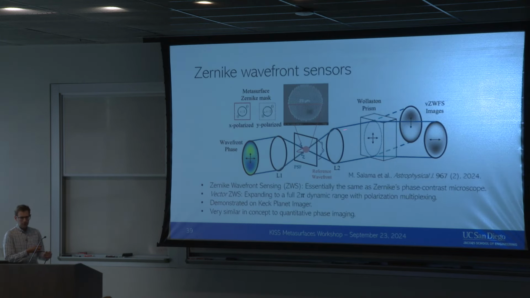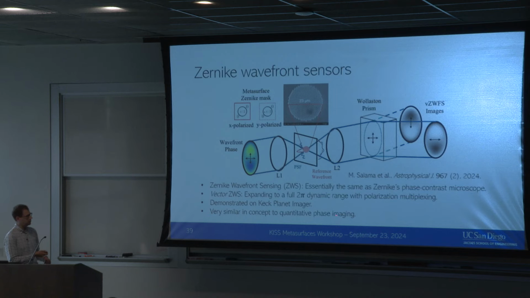I wanted to comment briefly on Kent's project that I became aware of, which is Zernike wavefront sensing. I had never heard of this concept before I read about it last week, but I was heartened to realize that it's actually just the same as Zernike's phase contrast microscope. And in this project, Kent and colleagues used a metasurface as the pi phase shifting plate in the Zernike phase contrast microscope, but they did it in a polarization sensitive way in order to recover the full 2 pi dynamic range of phase sensing. I have a lot of thoughts about this. I look forward to discussing this.